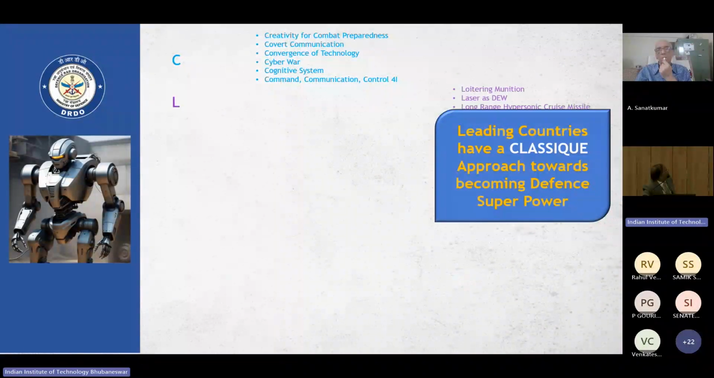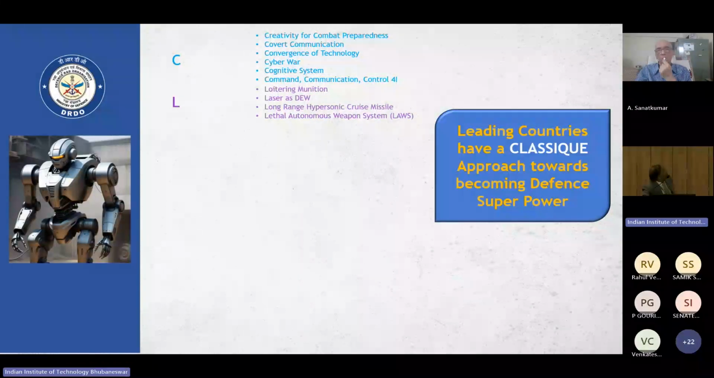What does L stand for? Loitering munition, you all know about it, kamikaze drones. Laser as a DEW, I explained just now. Long range hypersonic cruise missile, that also I explained. Lethal autonomous weapon systems called LAWS. The future war is going to be the battle of autonomy, let me tell you. We will not find a war with a fighter pilot inside. Soon you are going to have unmanned fighters in the sky. You are going to have unmanned tanks in the desert, and you have to fight without any man in the loop. So that is why autonomy is going to be the future.